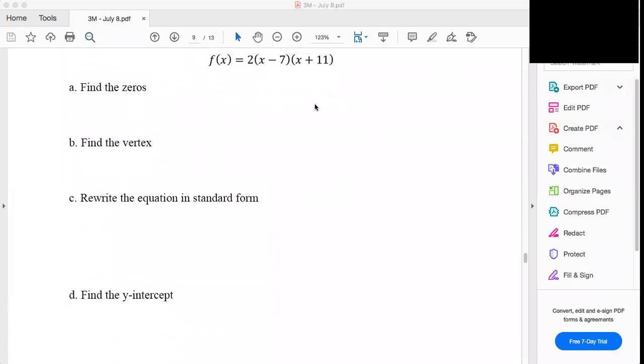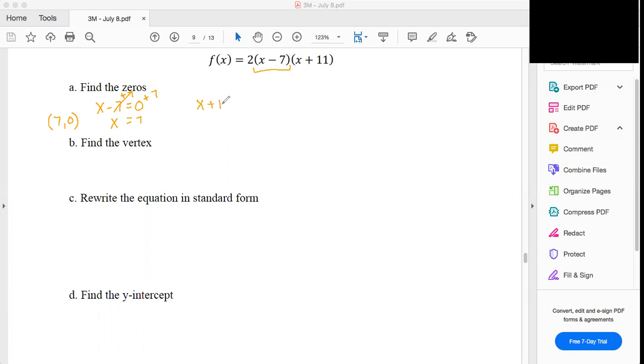Okay, so our first example is f of x equals 2 times x minus 7 times x plus 11. What we do is we take each bracket and set it to 0 to find the zeros. So x minus 7 equals 0. To get x on its own, you do the opposite operation on both sides. This cancels that out, and we are left with 7 as one of our zeros. You would put it in point form, so it would look like this. And then you do the same thing for the second bracket.